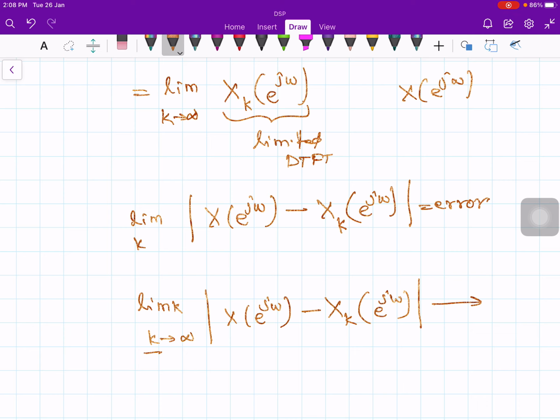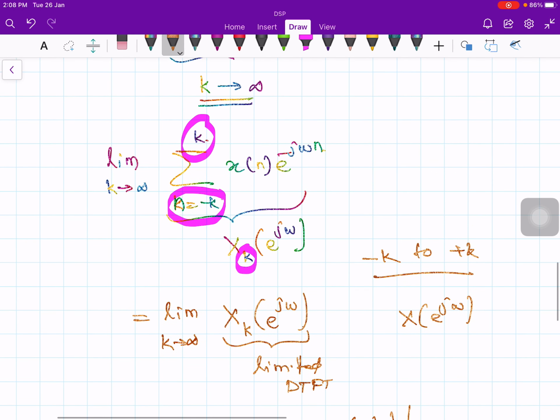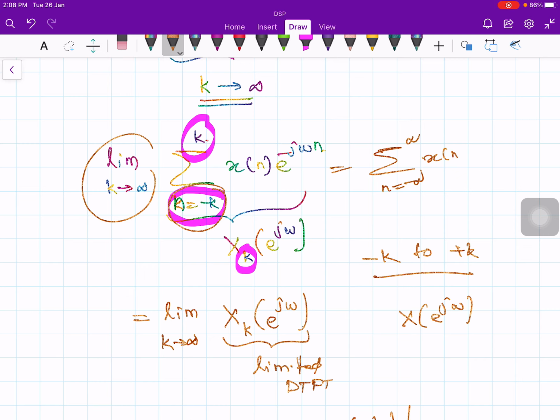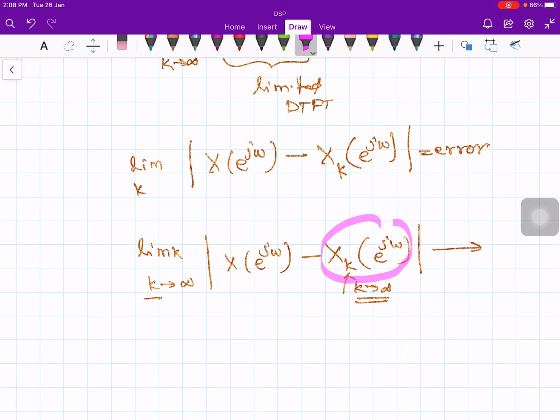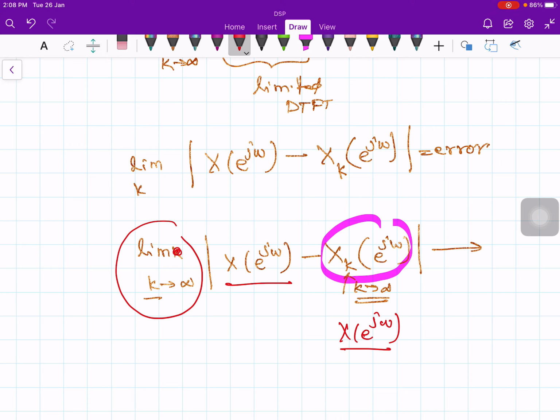The moment you allow k to go to infinity, go back to the definition. In this expression, if k goes to infinity, then this summation will be n equal to minus infinity to plus infinity of x of n e to the minus j omega n. Therefore, when k goes to infinity, this is going to be x of e to the j omega. So x of e to the j omega minus x of e to the j omega becomes 0. Therefore, when you allow k to go to infinity, this expression will go to 0.